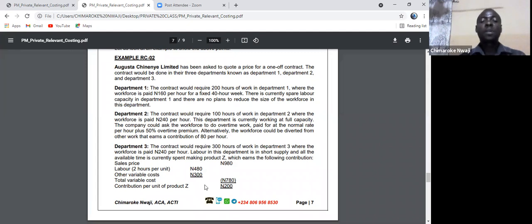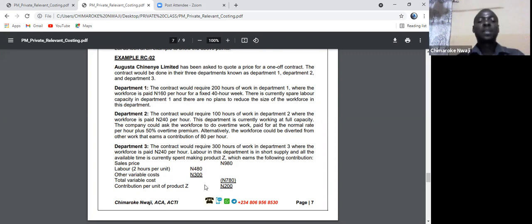Okay, but the thing is, you may be using your materials and labor available for your regular job to do this one-off contract. And so there is a need for you to use a relevant cost analysis to evaluate one-off contracts. So this company, Augusta Chineye Limited, has been asked to quote a price for a one-off contract. The contract will be done in their 3 departments, known as Department 1, 2, and 3. So these are the departments in that company. You may be asking yourself, will there not be permanent staff working in the department? Okay, let's see what will happen.